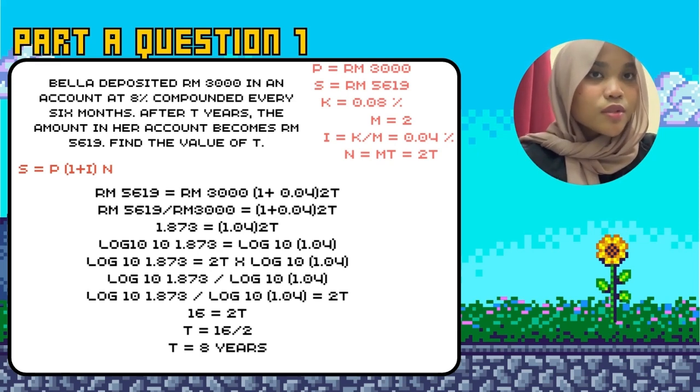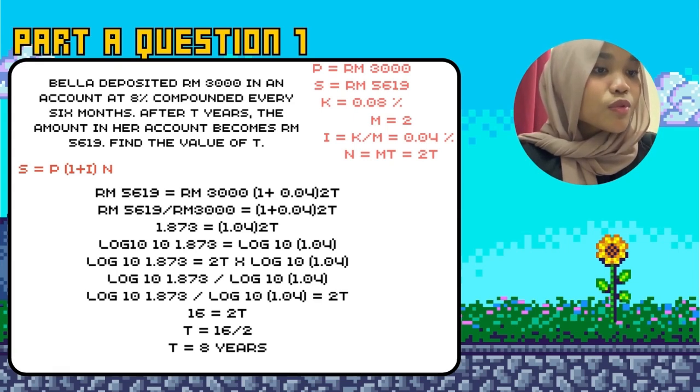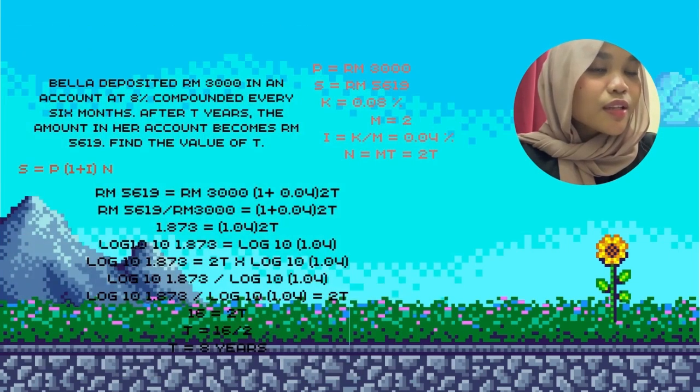So in this question we will be using log 10. Log 10 1.873 equals log 10 in a bracket 1.04 closing the bracket to T. We will get log 10 1.873 equals 2T times log 10 in a bracket 1.04 closing the bracket. So we will change the position of log 10 1.04 under the log 1.873. Log 10 1.873 over log 10 1.04 equals 2T. We'll get T equals 8 years.